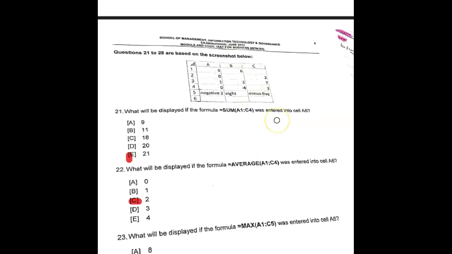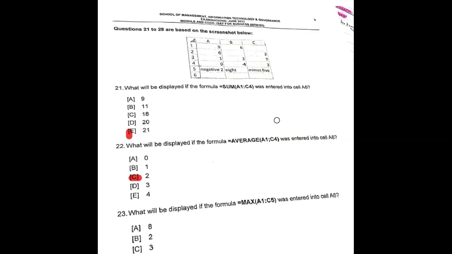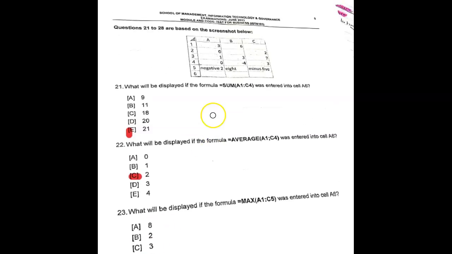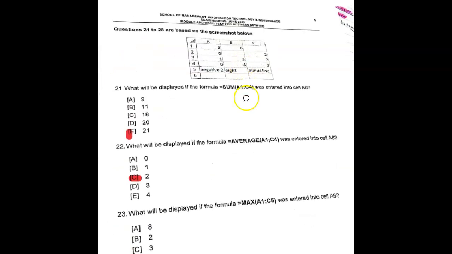Max. So the max A1 to C5 is our highest number. Highest number I could see is what? It's definitely going to be E, which is 7, because 7 over here is the highest number, right? Then the minimum. Now the minimum number over here is -4, so that's quite obvious. -4. So that will be B.